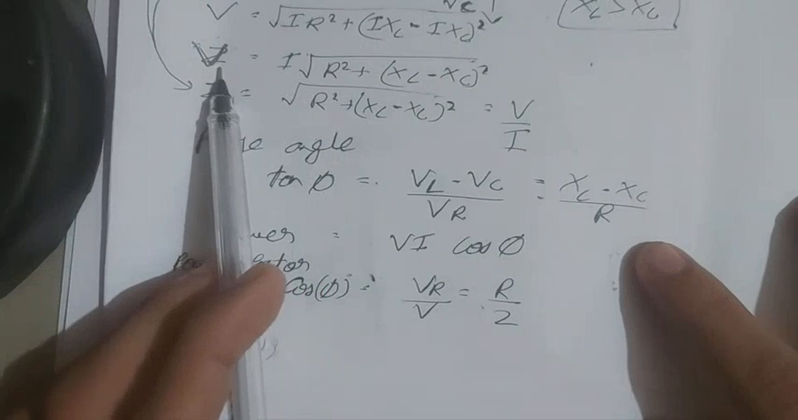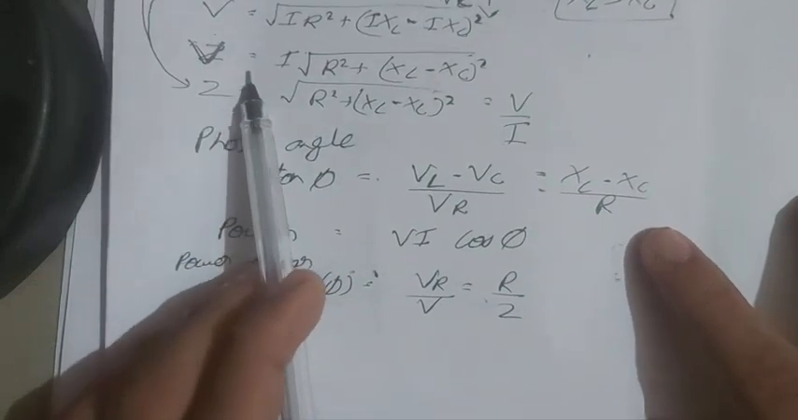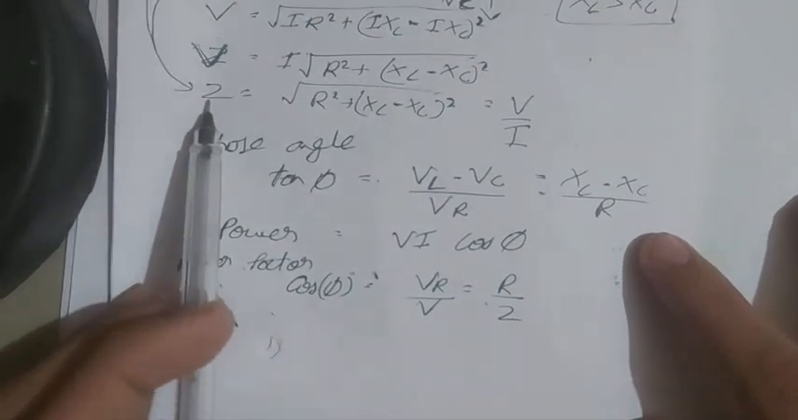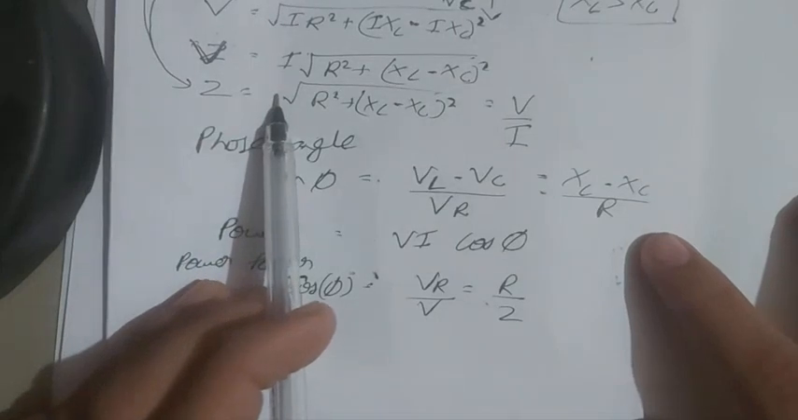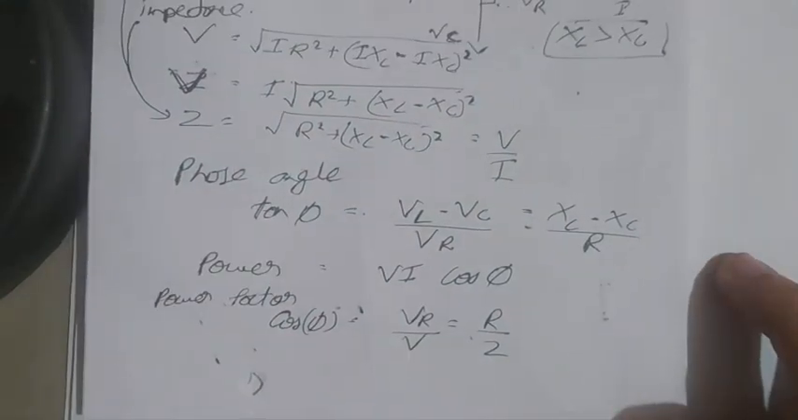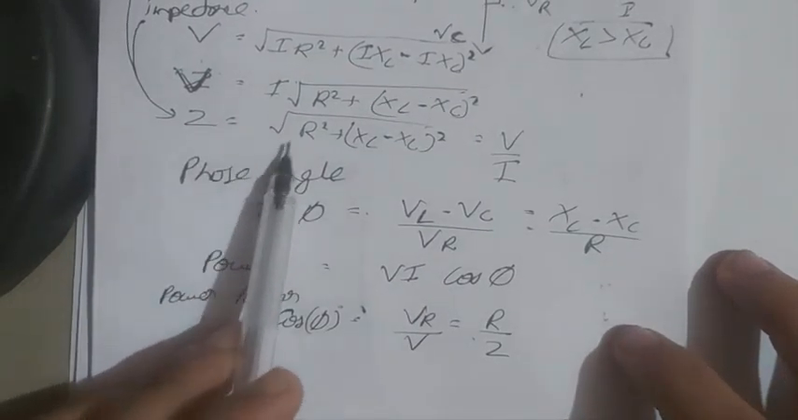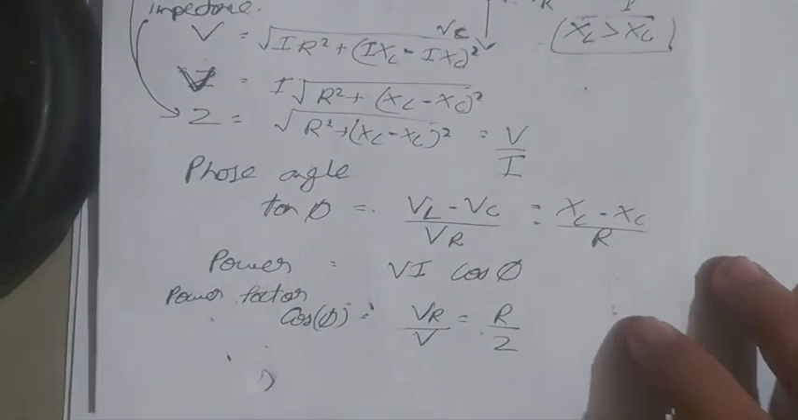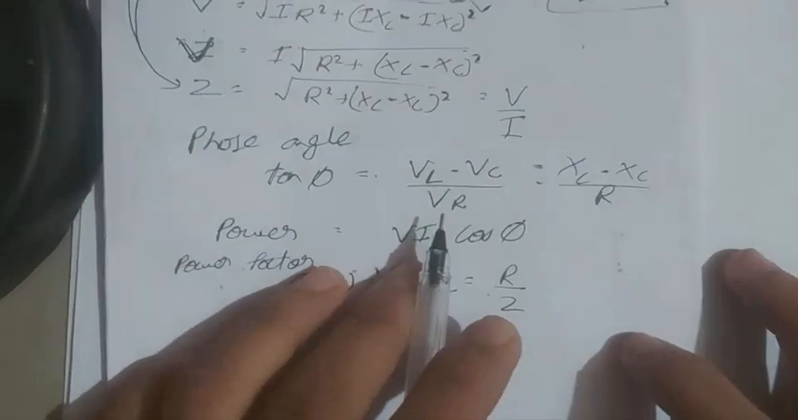After that, we know that V is equal to current into opposition. This is the value of voltage, current into opposition. So I into Z. We obtain Z is equal to root R square plus XL minus XC whole square. V is equal to IZ, I and I cancelled.